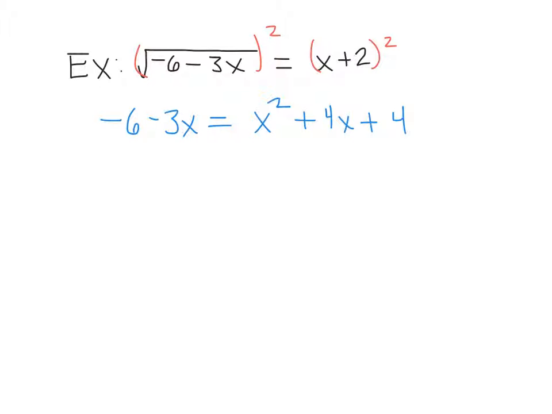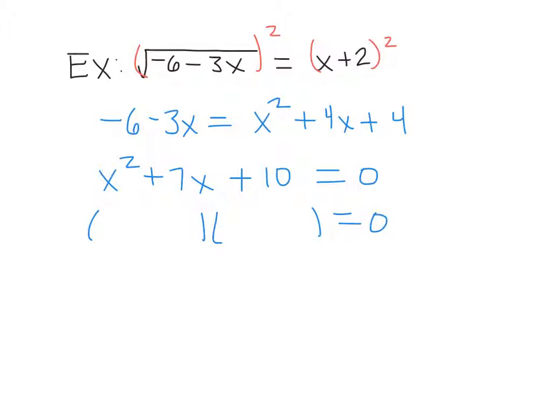Now we want to solve for x, so we need to just combine terms. So if we add 3x to both sides, we get x squared plus 7x. Add 6 to both sides, and then we get a plus 10 equals 0. So we have a quadratic to solve. I always like to try to factor first, if possible. So we're going to have an x and an x, and the two numbers that multiply to 10 and add to 7 are 5 and 2. We can set both those factors equal to 0, solve, and we're going to get x equals negative 5, x equals negative 2. All right, so it looks like we have two answers.